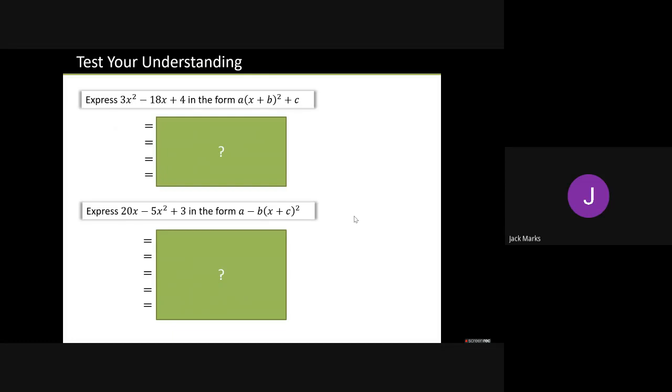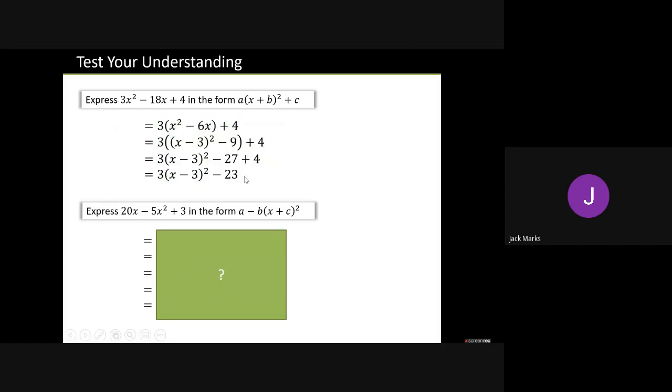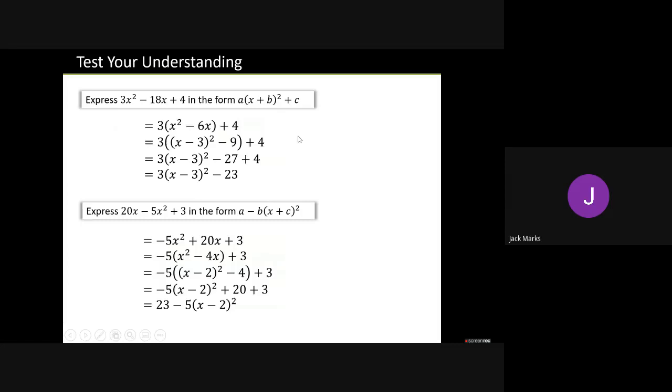Pause the video here and have a go at these. It will take you a bit longer at the start, but you want to practice these so that you are doing these within a couple of minutes each. So I'm assuming that you have done that. Solutions appearing on the board now. It should be said there are other ways to do these questions, but this is probably the easiest way to do it. And so on.